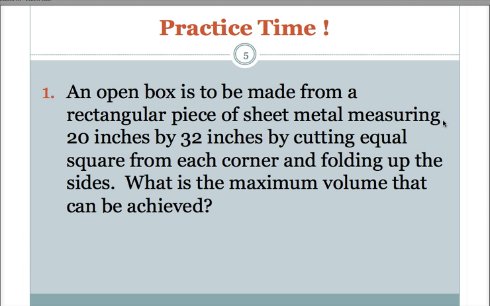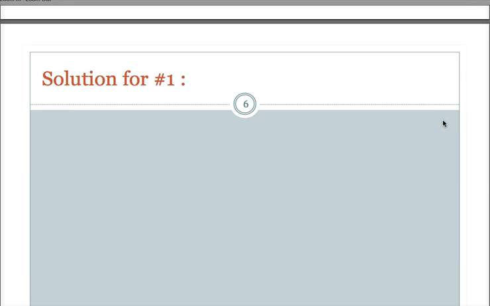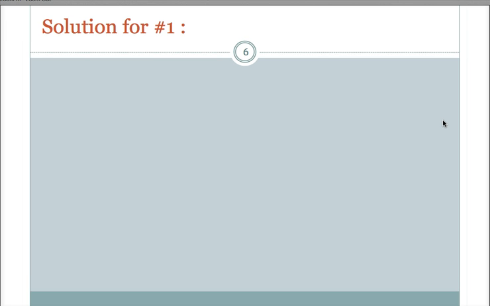Depending upon how big that square is that you cut out, that determines if you have a really short, squat box or if your box is really, really tall. And hence, it's going to affect the volume. What you're trying to figure out is the maximum volume that can be achieved. So let's go ahead and draw a picture of what this thing would look like. Let's say this is the side that's 20, and this is the one that's 32.